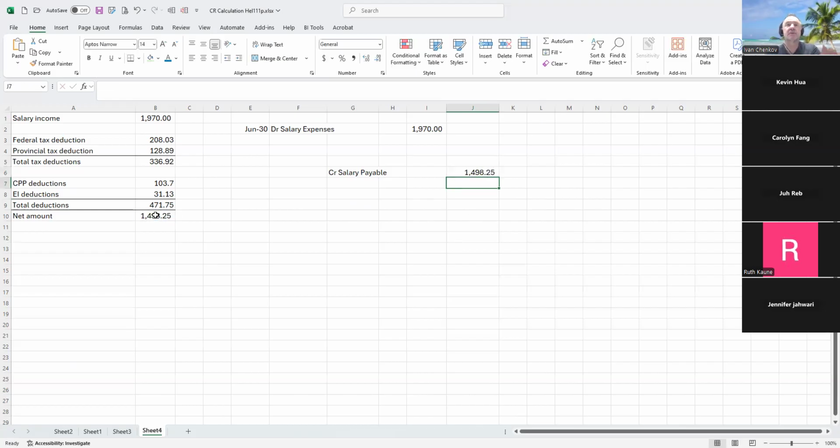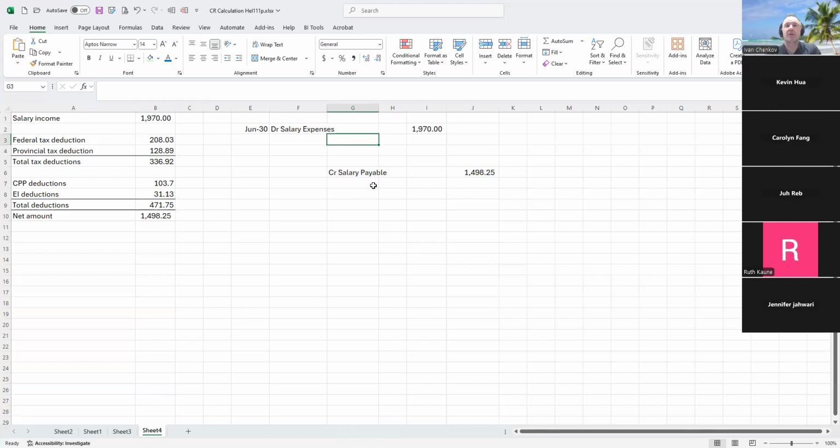What else? Is there any other liability for the company because of this transaction? Obviously, we're not in balance. That's out of question. We are out of balance here. Is there any other liability that we have to pay? There's CPP and EI payable. And what else?